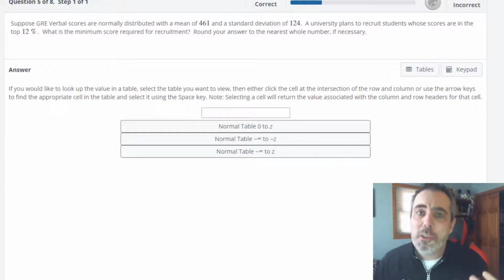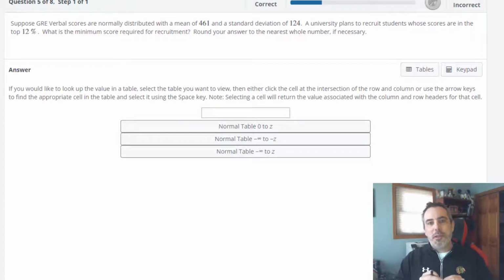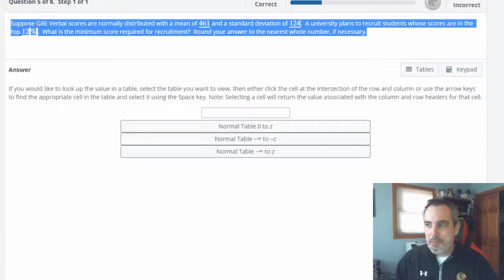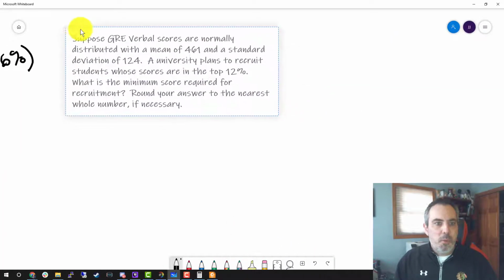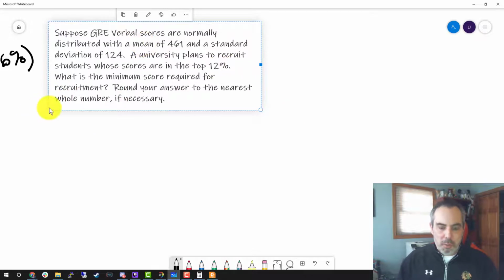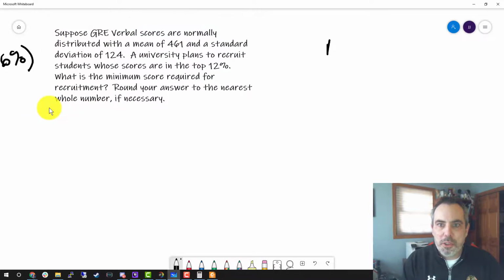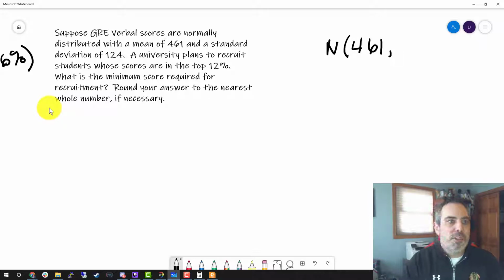All right, so let's take a look at one more problem. This is one of the problems that's a little bit trickier because it goes backwards. In this case, we're given a lot of information. I'm going to copy it and paste it over here so that we can talk about it first. We're given information about a normal distribution, but this normal distribution of 461 is the average, and this is a GRE verbal score. So 461 is the average with a standard deviation of 124.